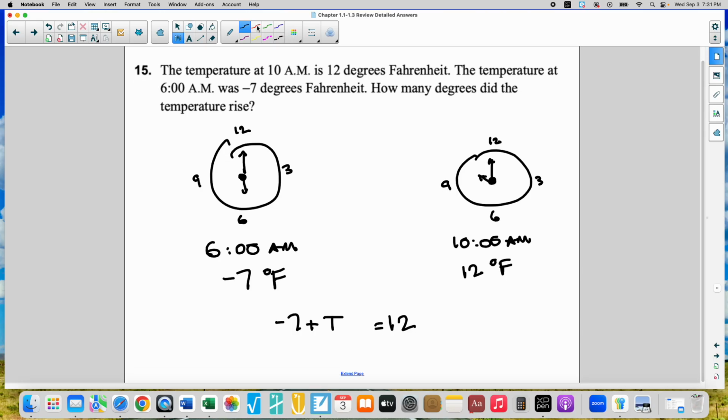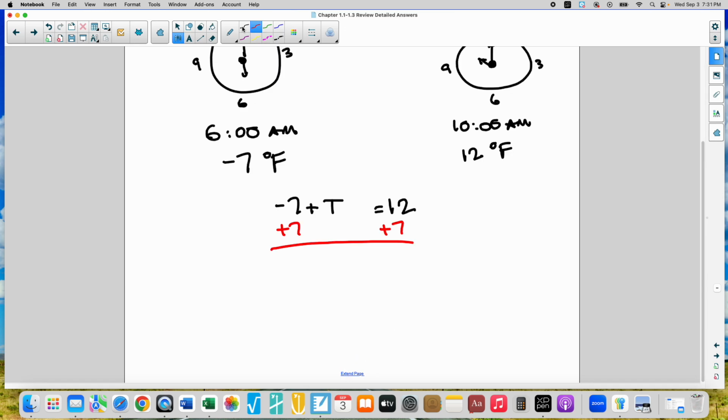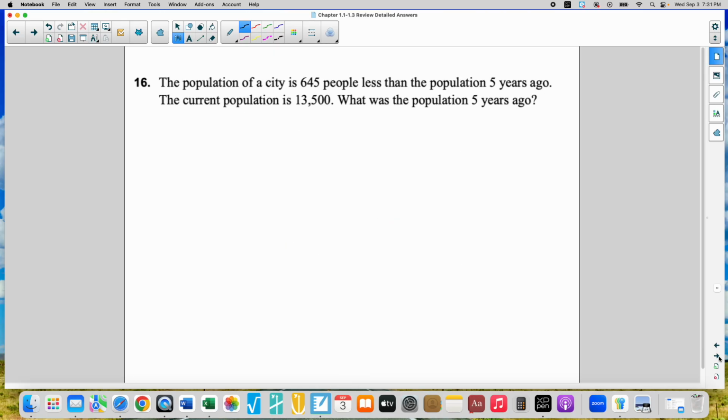And if we're going to solve it, you're going to add 7, because we're looking to get rid of the -7. And we get T equals 19 degrees. Oops, I literally said 18. 19 degrees. So it will increase by 19 degrees Fahrenheit. We might want to write it increases by 19 degrees Fahrenheit. Good one. I like that.